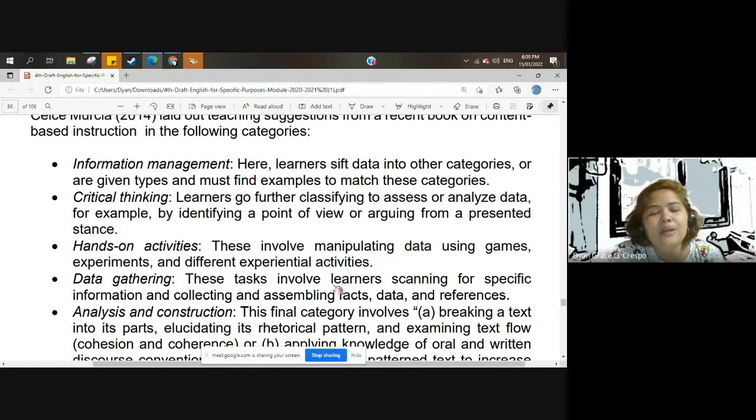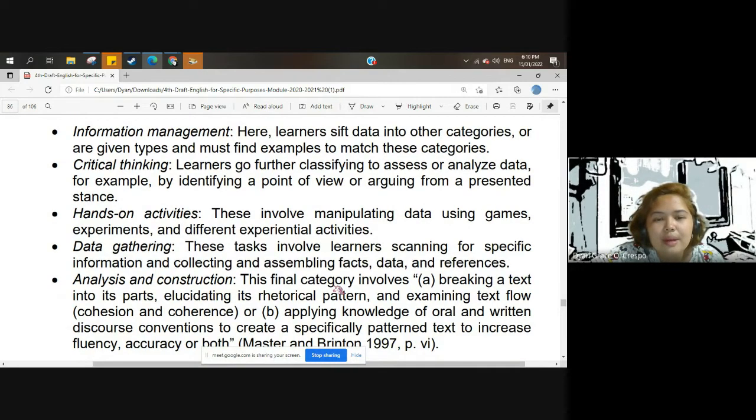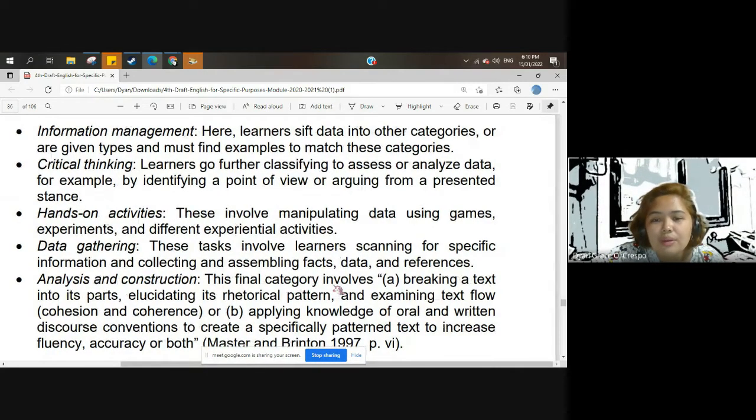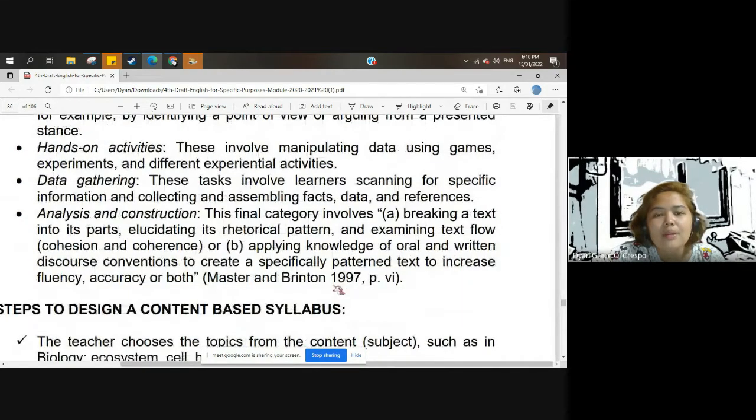Critical thinking: learners go further than classifying to assess or analyze data, for example, by identifying the point of view or arguing from a presented stance. Hands-on activities involve manipulating the data using games, experiments, data gathering. So, mag-aano sila ng mga facts, data and references. Analysis and construction: it is separating text into parts. We know what analysis is. And elucidating the rhetorical pattern and examining the text flow, cohesion, applying the knowledge on oral and written discourse.